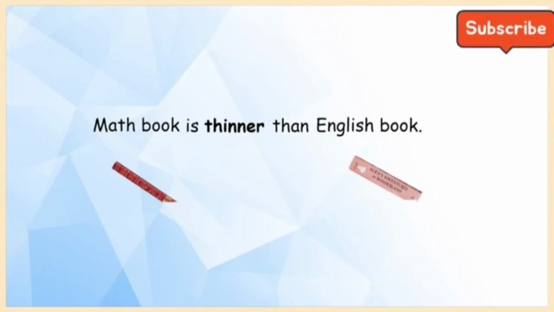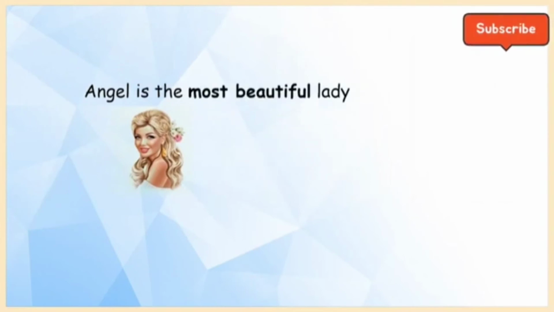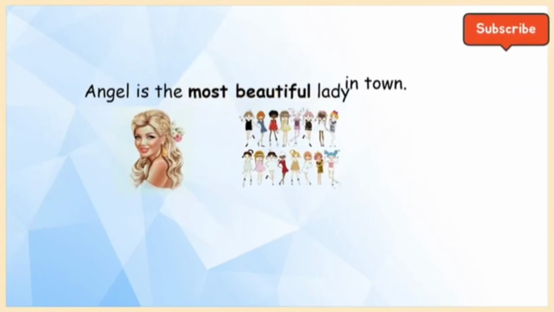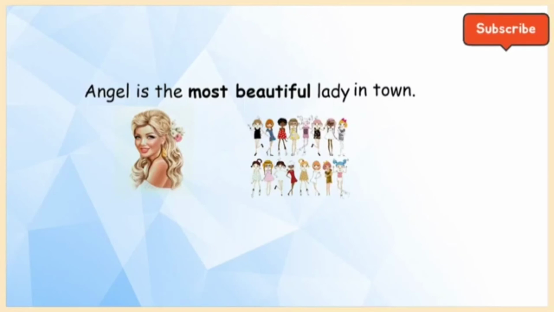You did a great job. When the positive is a word of one syllable that ends in vowel plus consonant, we double the ending consonant and then add ER and EST. Angel is the most beautiful lady in town. Excellent. When the positive is a word of two or more syllables, we add more and most before the adjective to form the comparative and superlative degrees.